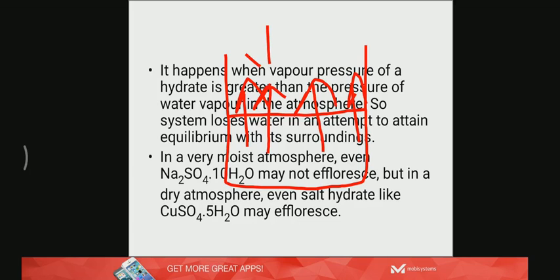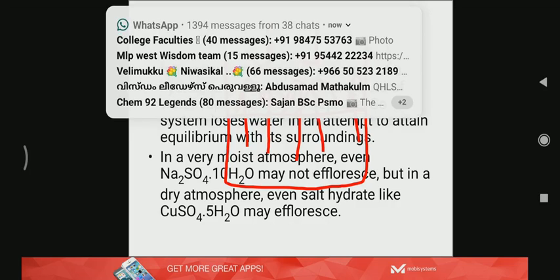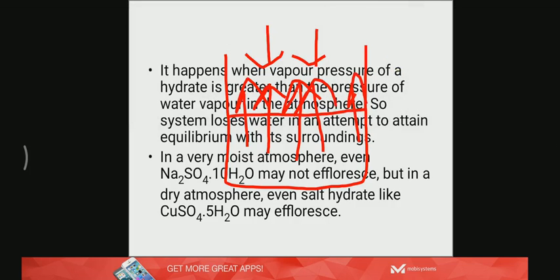Whereas suppose you have a very dry atmosphere, so the aqueous tension or water vapor in the atmosphere will be less. The atmosphere is less humid, it is dry. What happens? For an equilibrium to be achieved, this crystal hydrate will lose water vapor to the atmosphere. It will lose water vapor and become a lower hydrate and finally anhydrous. This is what happens.